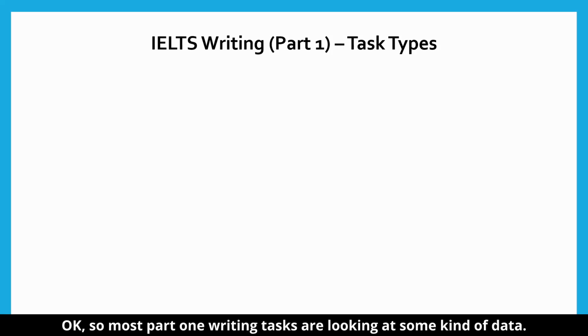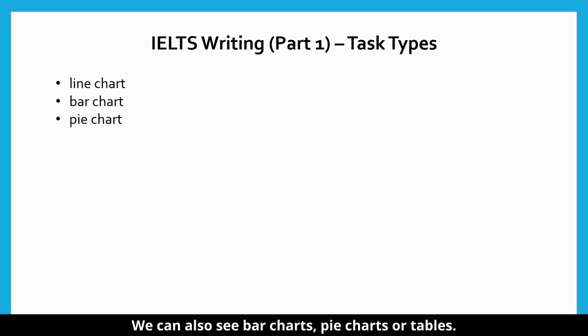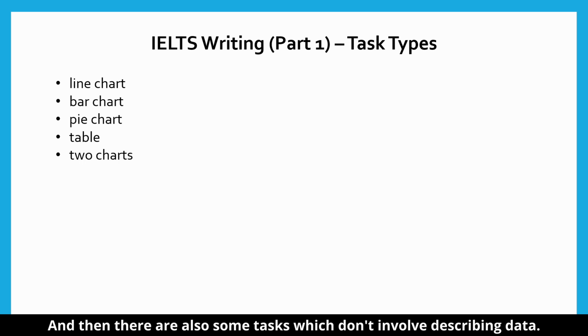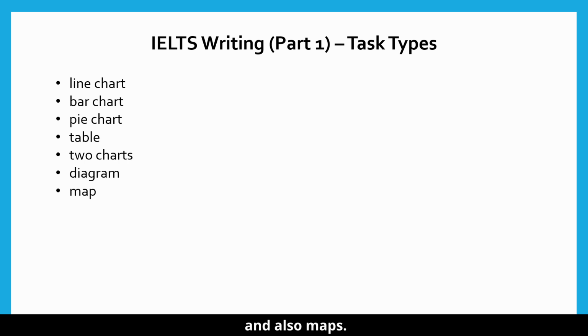Okay, so most part 1 writing tasks are looking at some kind of data. So the first one we've got is line chart. We can also see bar charts, pie charts, or tables, or you could have a combination of two of these. And then there are also some tasks which don't involve describing data. So you've got diagrams, usually looking at some kind of process, and also maps.